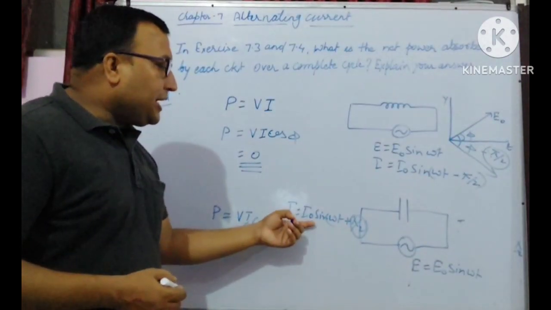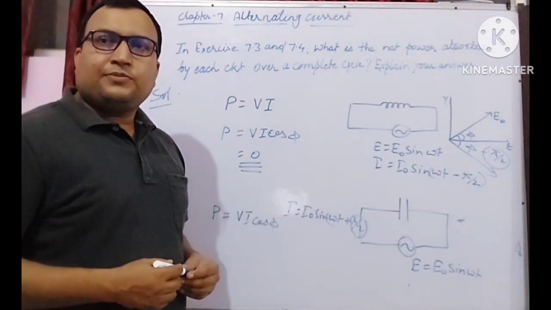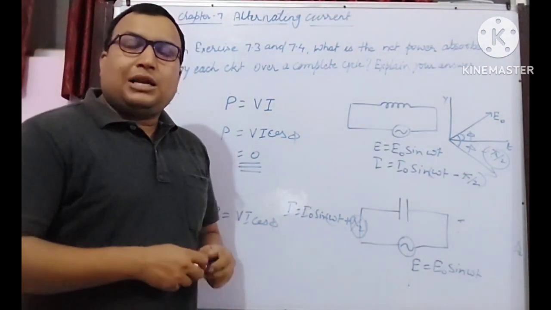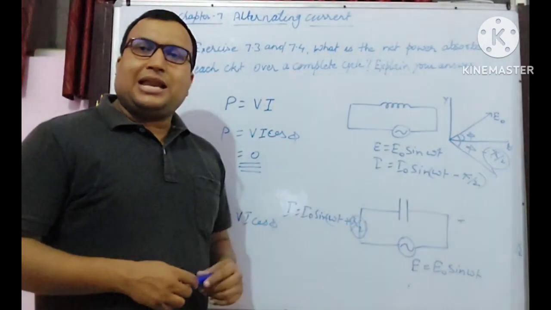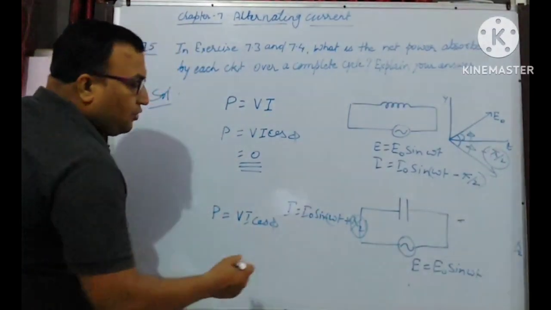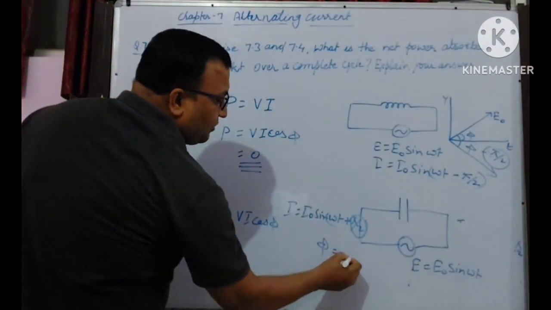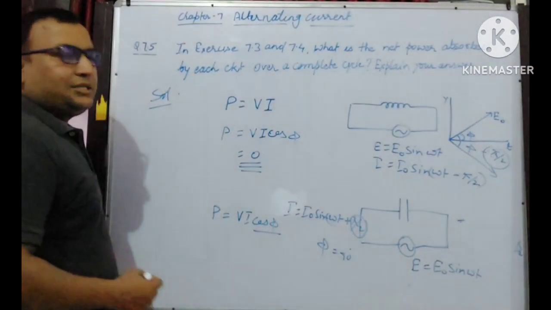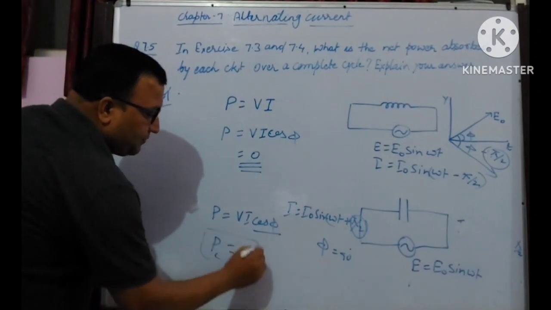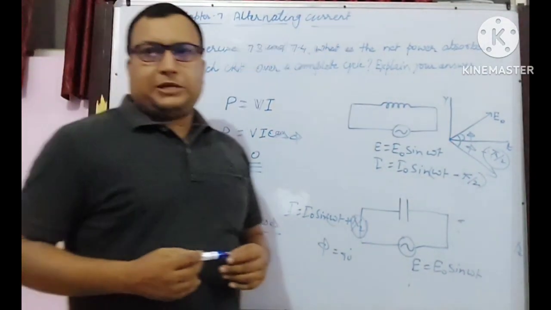It is coming a quarter cycle earlier, because the current is leading in a capacitor. And in an inductor it is lagging. What is the amount of lagging? 90 degrees is the lagging. Here the amount of leading is 90 degrees. So if you put the value of phi equal to 90 degrees, again cos 90 is 0. So power absorbed by the capacitor is 0.